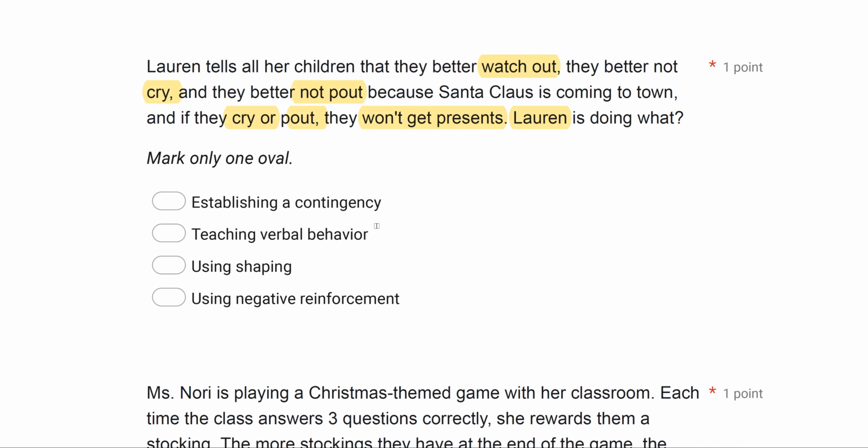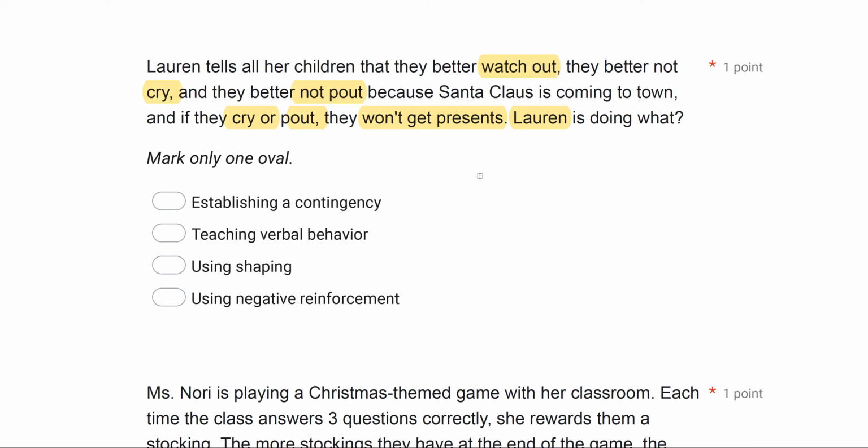Is Lauren teaching verbal behavior? Well, not in this scenario. There is no example of Lauren teaching her children communication or verbal behavior. Is she shaping? Are we dealing with approximations here? We are not. Anytime shaping comes up, first thing you want to do is look for approximations. Do you have approximations? We don't have behavior approximations. We don't have shaping here.